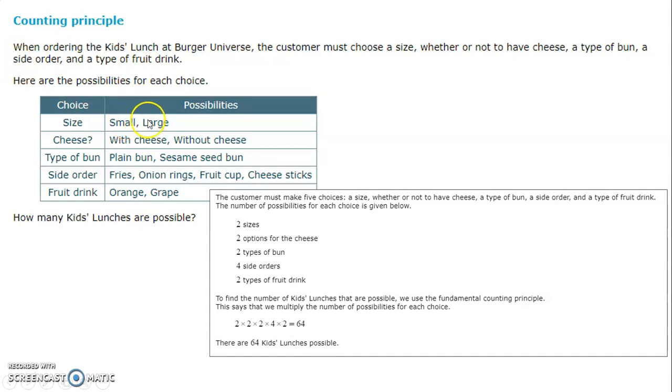For size, there are 2 choices. For cheese, 2 choices. For bun, 2 choices. Side order, 4 choices. And for fruit drink, there are 2 choices. If you multiply all of those together, 2 times 2 times 2 times 4 times 2, you get 64 possible lunch choices. And if you change the number of any of these, the size, the cheese, and so on, that would either increase or decrease the number of possible kids' lunches you could have.